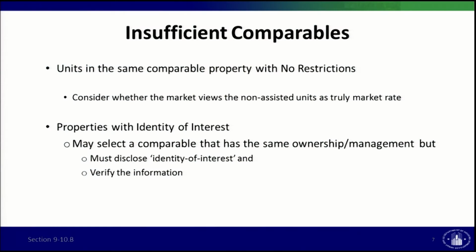Let's look at some of the criteria that Chapter 9 provides to appraisers who cannot find 5 comps that meet all of those 6 criteria. First, we discourage using projects with rent restrictions, but there might be a situation where a project contains unassisted units that are truly considered market rate. Second, properties with an identity of interest. You may select a comparable that has the same ownership management, but you must disclose identity of interest and verify the information from that project.